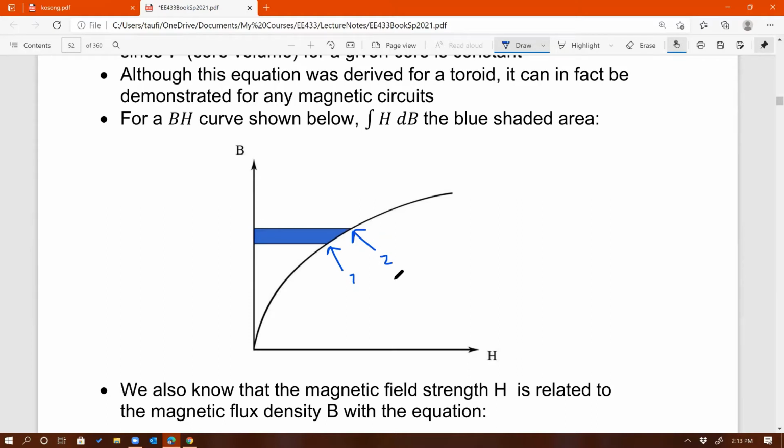So it's a 90-degree angle. We're so used to finding the area under the graph this way, but now it's the area that is horizontal instead of vertical. So again, that's how we calculate the energy stored in the core. It's by integrating the BH curve with respect to B, finding the area under the graph with respect to B. Any question on this? So that's the implication of that equation.